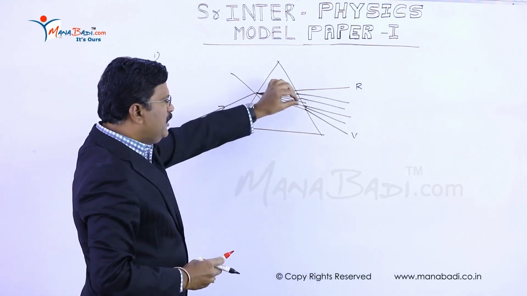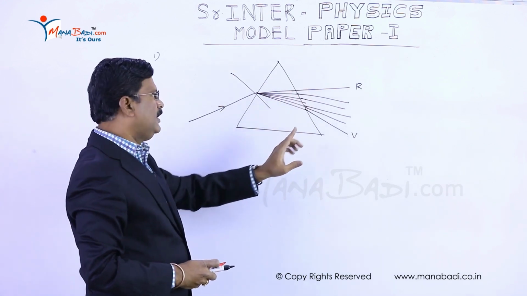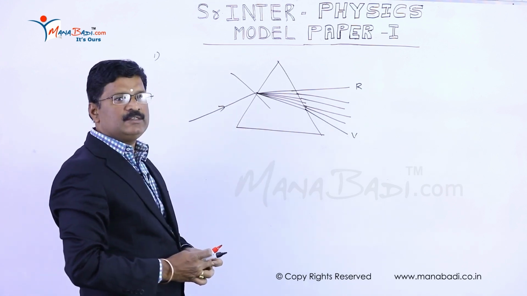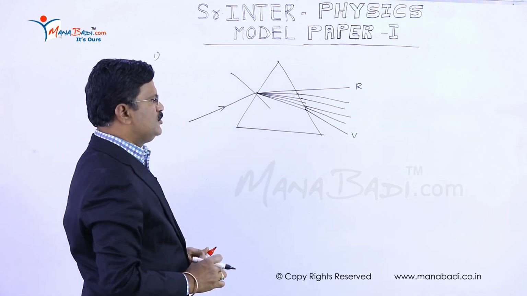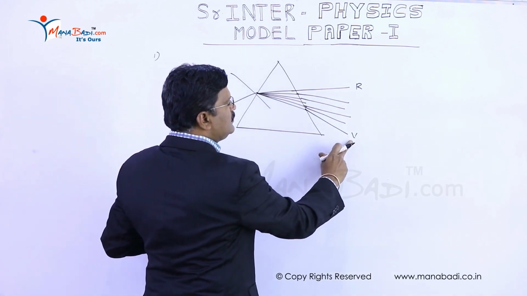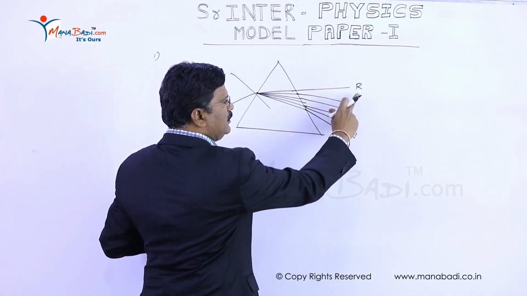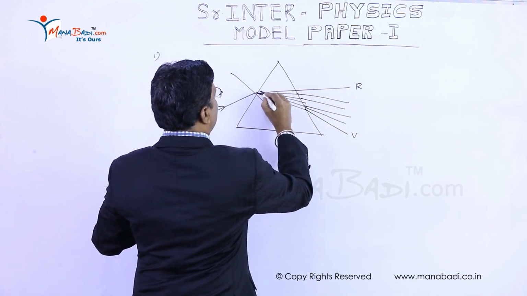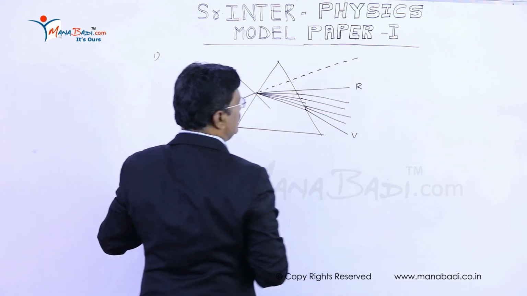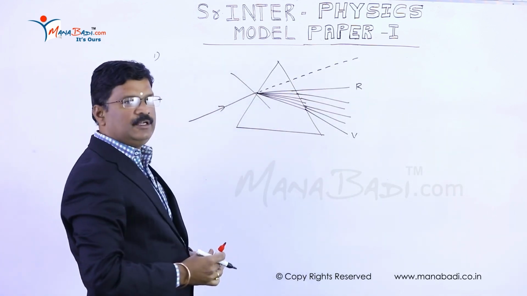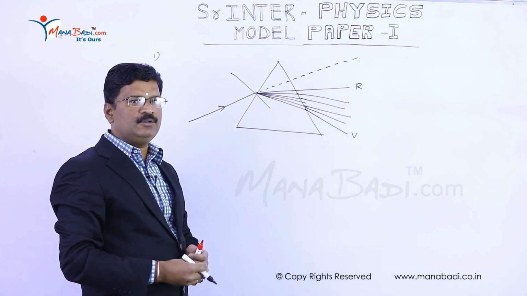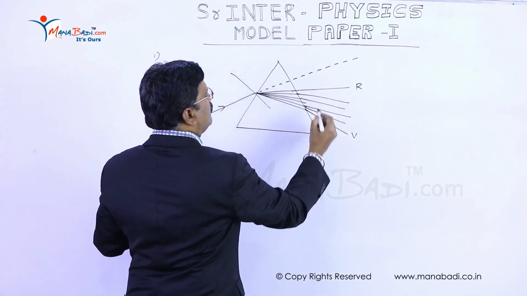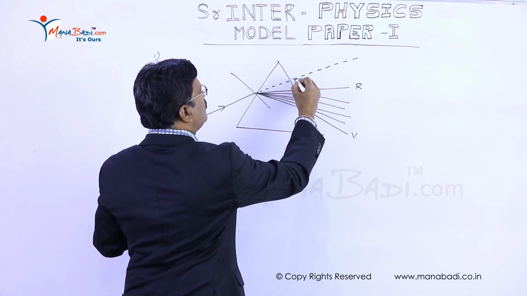The process of splitting of white light into its constituent colors by the prism is called dispersion. Violet is deviated the most, and red the least. If the prism is not there, the light ray would have gone in a straight line due to the phenomenon of rectilinear propagation. Due to the prism, the violet light ray has been deviated from the initial position to this one.